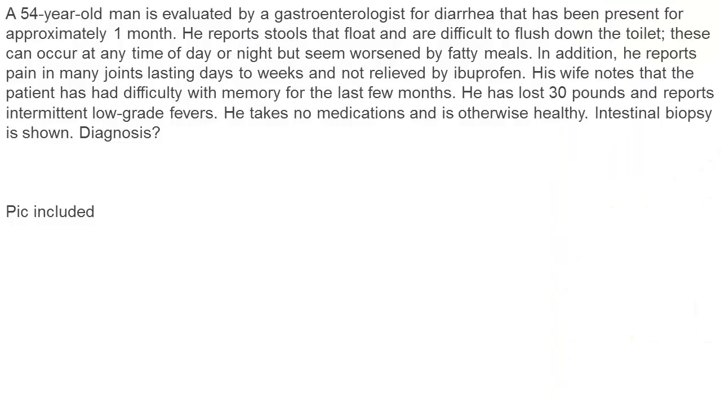A 54-year-old man is evaluated by a gastroenterologist for diarrhea that has been present for 1 month. The stools seem to float and are difficult to flush down the toilet. They occur any time of the day or night but are worsened by fatty meals. In addition, he has pain in the joints lasting days to weeks, not relieved by ibuprofen. His wife notes the patient has had difficulty with memory in the last few months, and he has lost 30 pounds with intermittent low-grade fever. He has no medications, otherwise healthy.